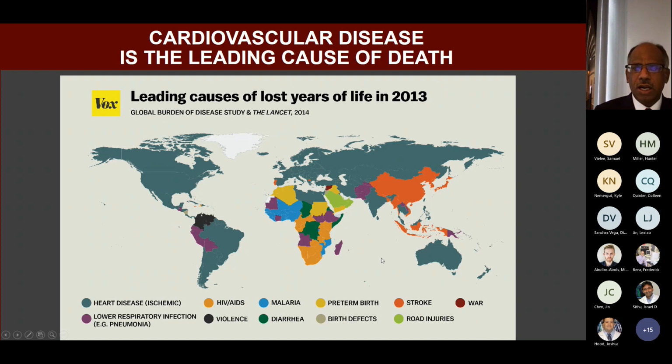The leading cause among heart disease is cardiovascular disease, with coronary artery disease and stroke. Stroke is more prevalent in China, and we don't know why stroke is more prevalent in China, whereas in India, the US, and the rest of the world, coronary artery disease is the leading cause of death. But the mechanism of pathology is more or less similar.